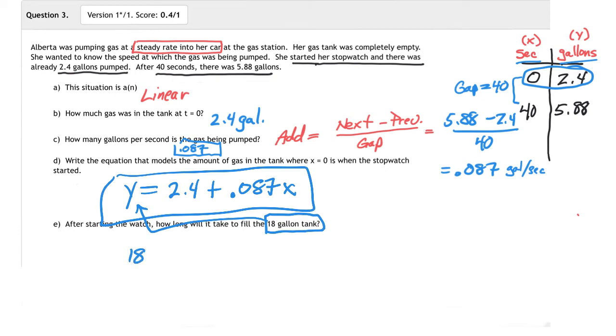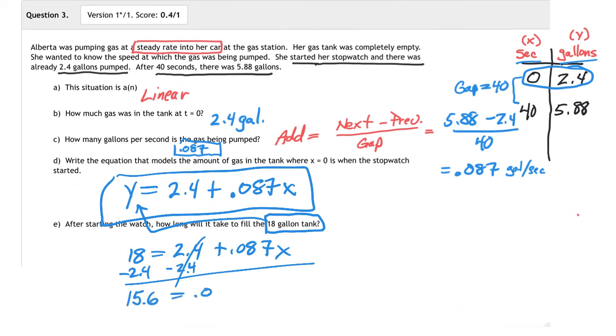And when I solve this, I'll have 18 equals 2.4 plus 0.087x. As you solve that, you're going to subtract 2.4 from both sides. Subtract 2.4, and then on this side these cancel out, and I get 15.6 equals 0.087x. Finally, the last step would be to divide both sides by 0.087. Then these will cancel out, and eventually I'm going to get x equals 179.31 seconds. Sounds like a lot of seconds, but that's actually not that long. And that's our final answer.